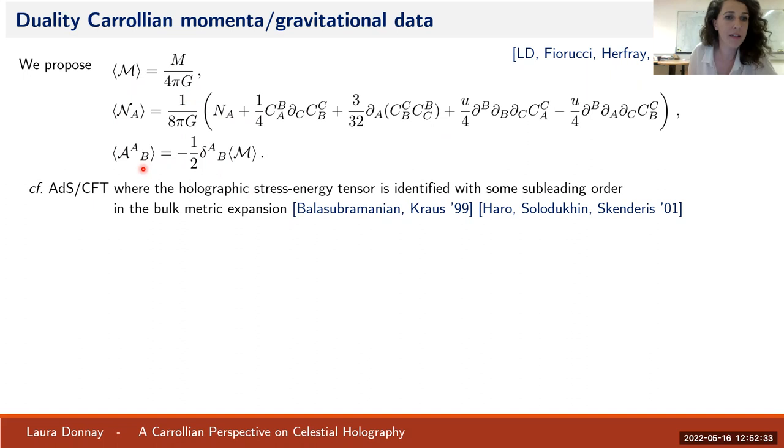And in AdS/CFT, indeed, what you do is that you identify the stress tensor with some subleading order in the metric expansion. Here, we are doing something similar. We're identifying these Carrollian momenta, which are the components of an ultra-relativistic, so c goes to zero, stress tensor, with the metric expansion around flat space.